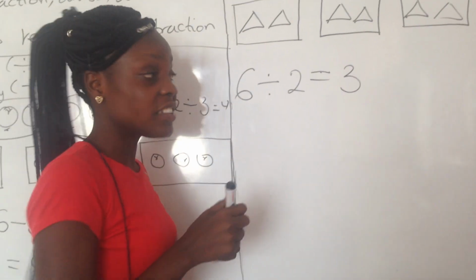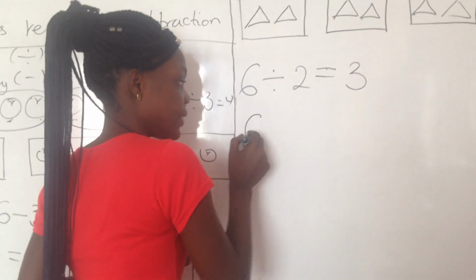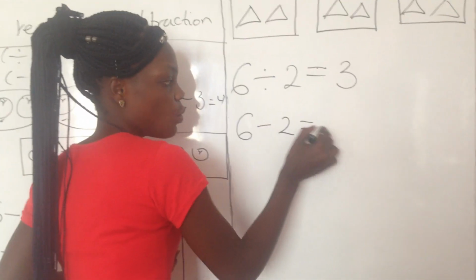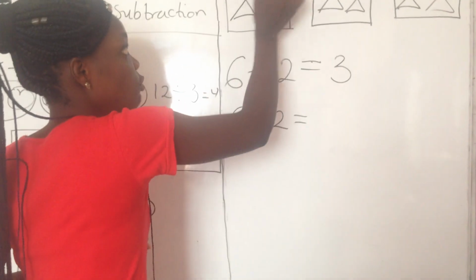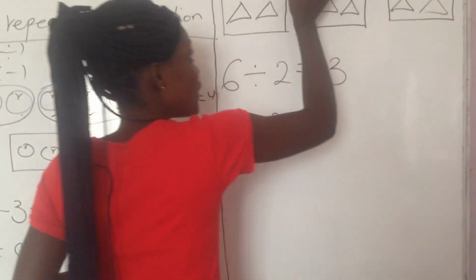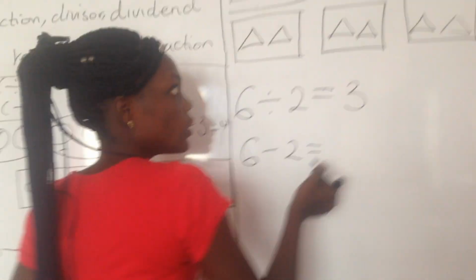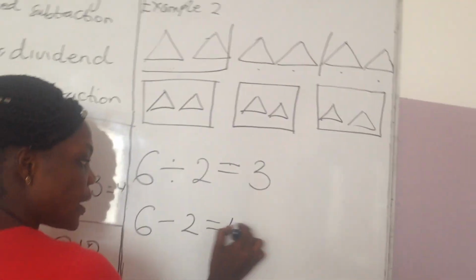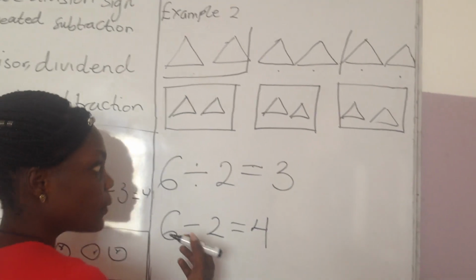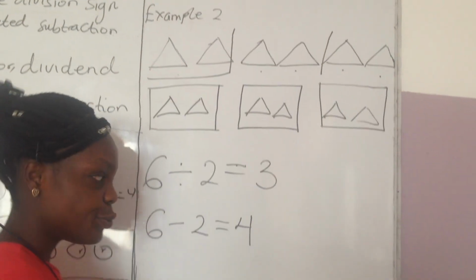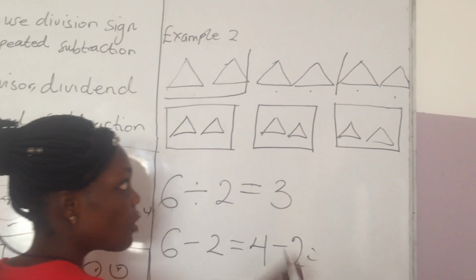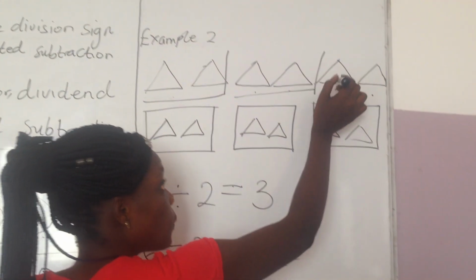Now we are doing the subtraction. 6 minus 2 will give you what? So we have 1, 2, 3, 4, 5, 6. And we've taken 2 out. How many will be left? 1, 2, 3, 4. So we have 4 here. Now, the next box, 2. So we take 2 out. We are left with how many? 1, 2.